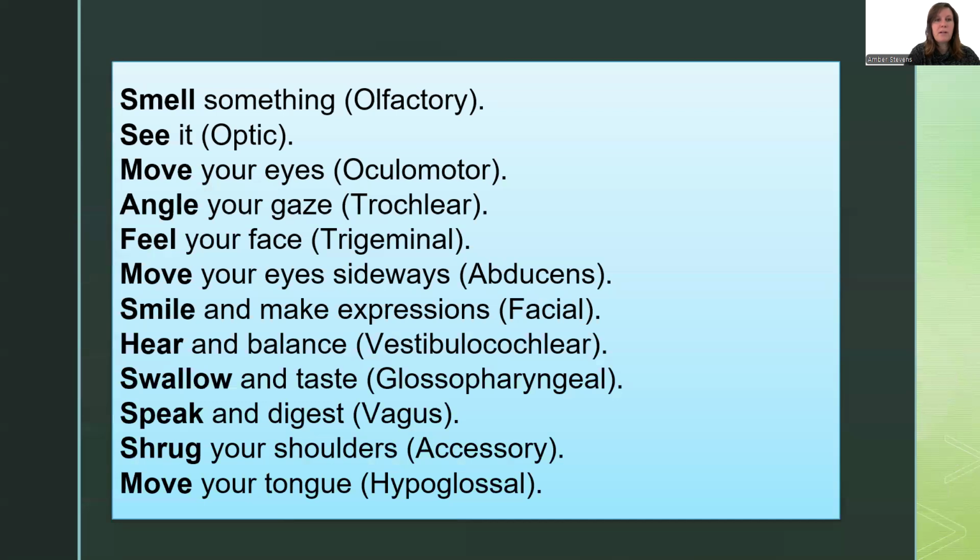Here's another thing that you can think of as you are pointing to each part of your body. This is in order as well. So number one is smell. You smell something, it's olfactory. Number two, you see it, optic. Move your eyes, oculomotor. So this is just an easy way of physically pointing to yourself and doing the movement of what those nerves do to help you remember them.